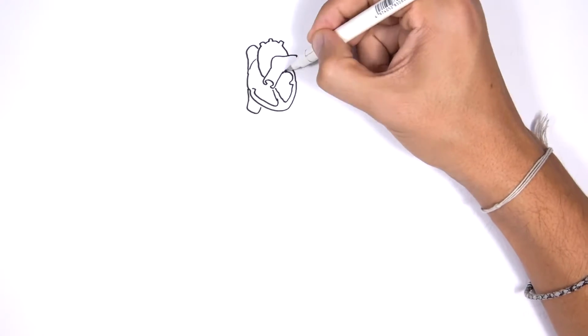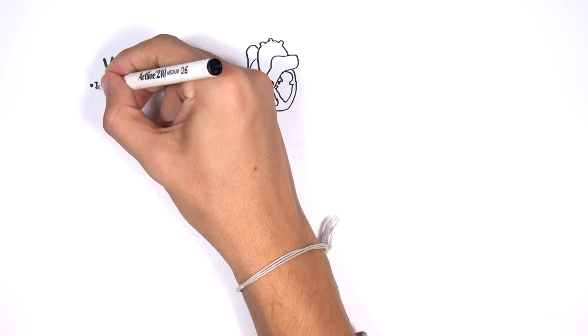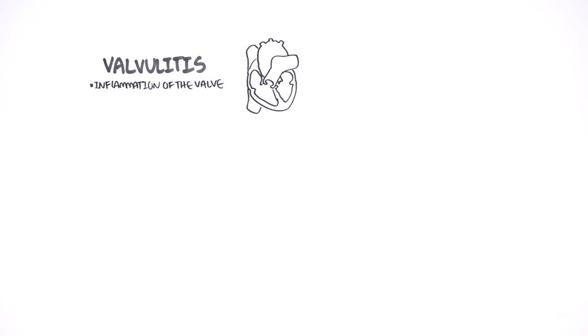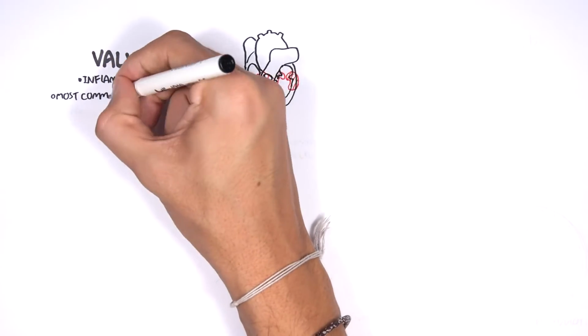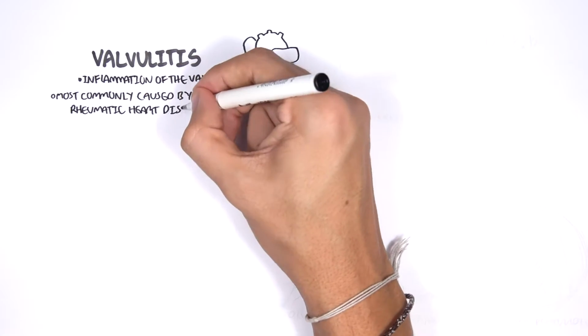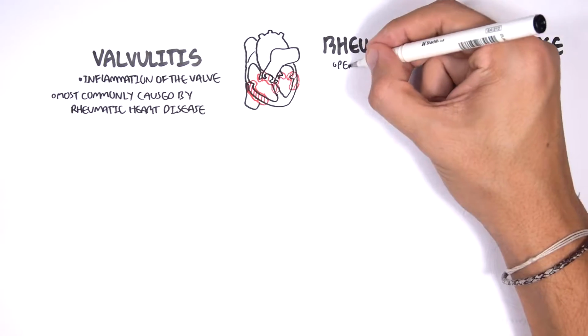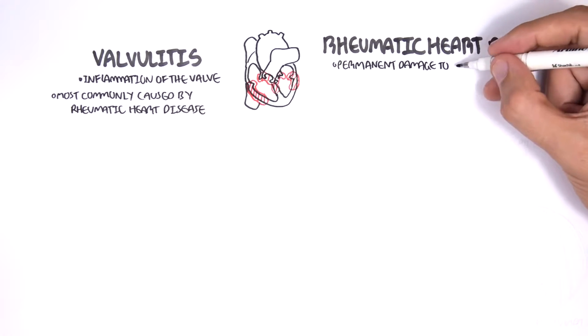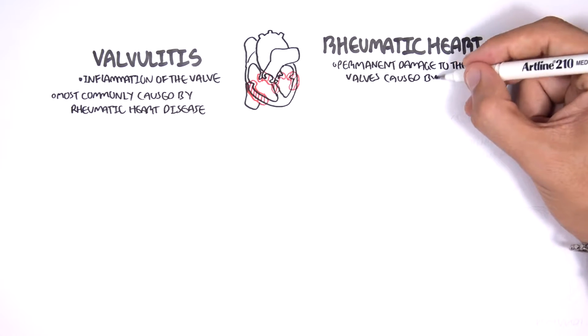Another cardiovascular disease is valvulitis, or more specifically inflammation of the valves, or more specifically valvular disease of the heart. So inflammation of the valve, the most common cause is rheumatic heart disease. Let's focus on rheumatic heart disease. Rheumatic heart disease is where there is permanent damage to the heart muscle, mainly the valves, caused by rheumatic fever.